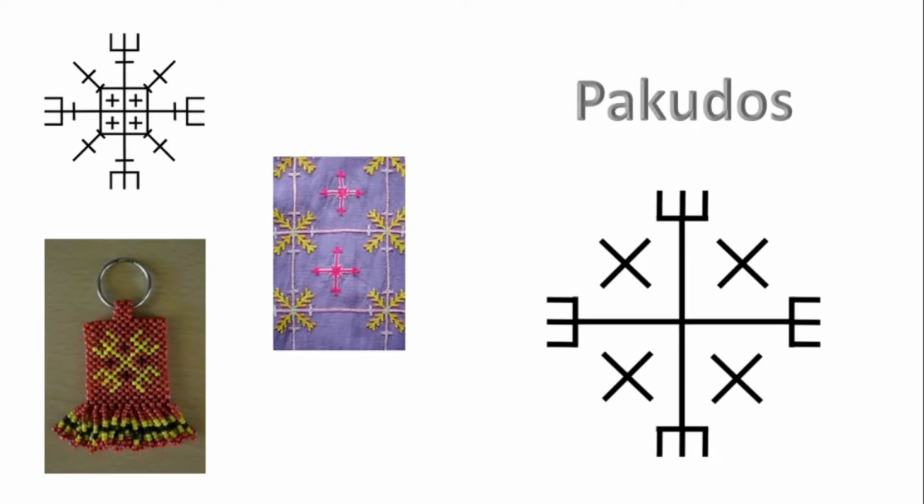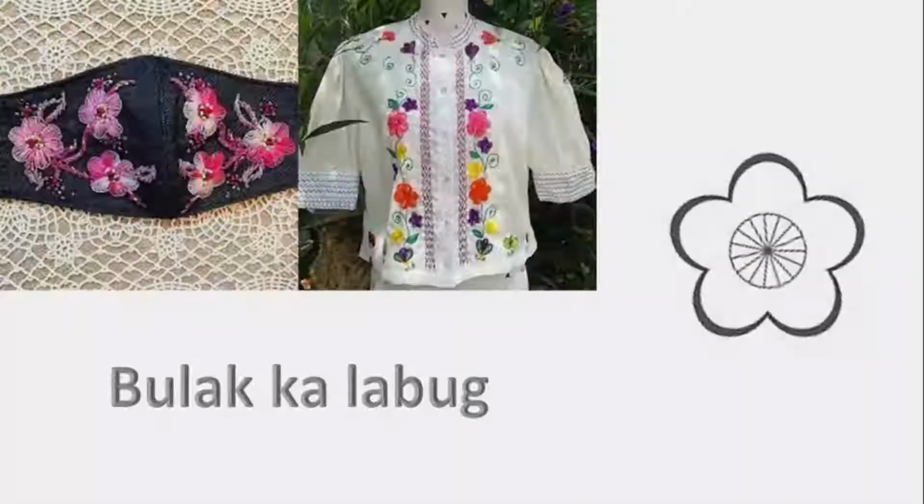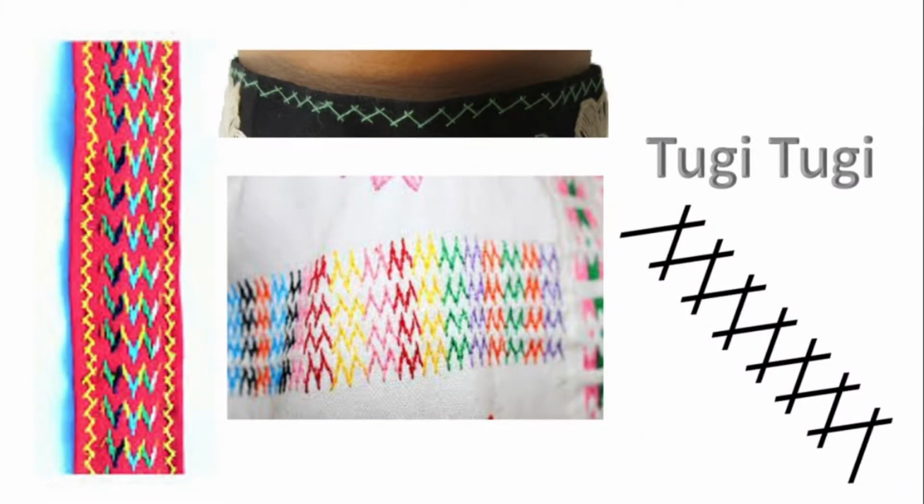Number 4 is Tinatalaw. It is a symbol for day and night. Number 5 is Pakudos. It was originated by Hanyanu Manjian. It is the tree of life branching out to all 4 mystic corners. Number 6 is Bulak Ka Labig. It is a wild roselle flower used as food spice. Its symbol means life-giving.